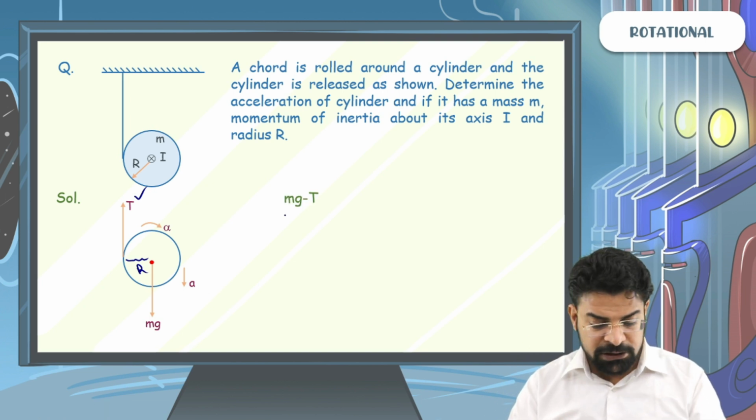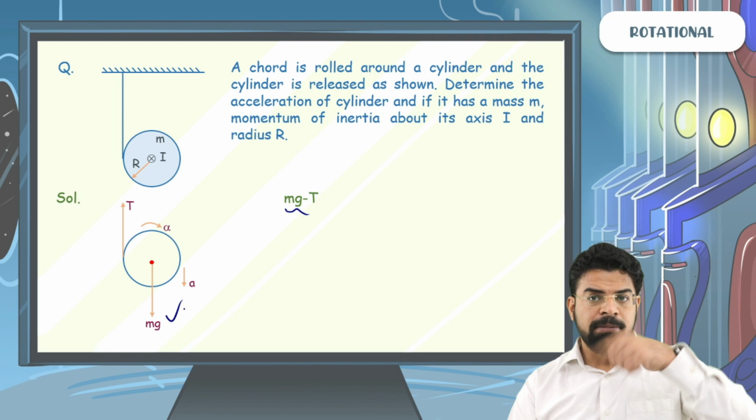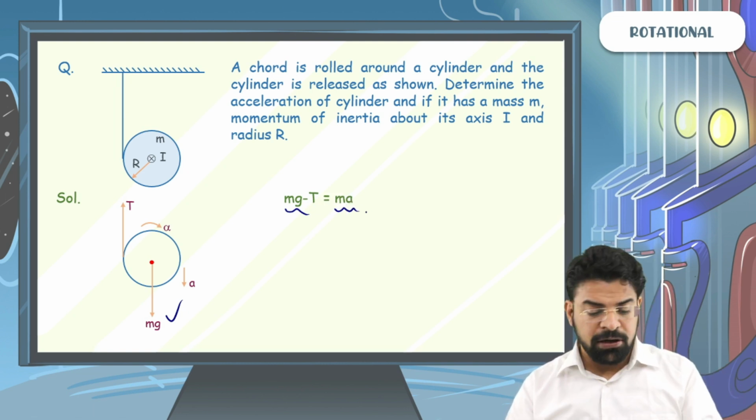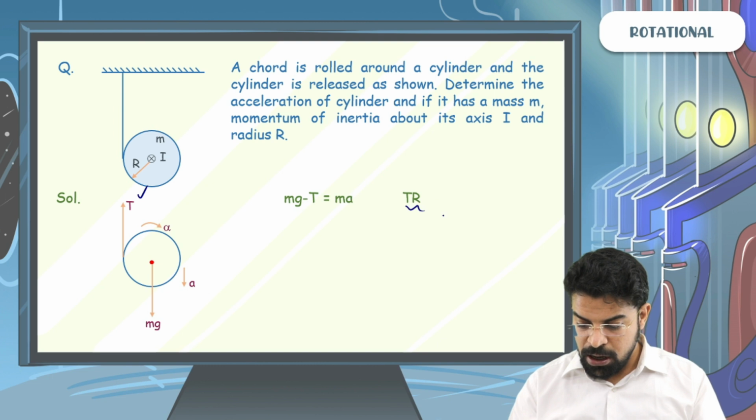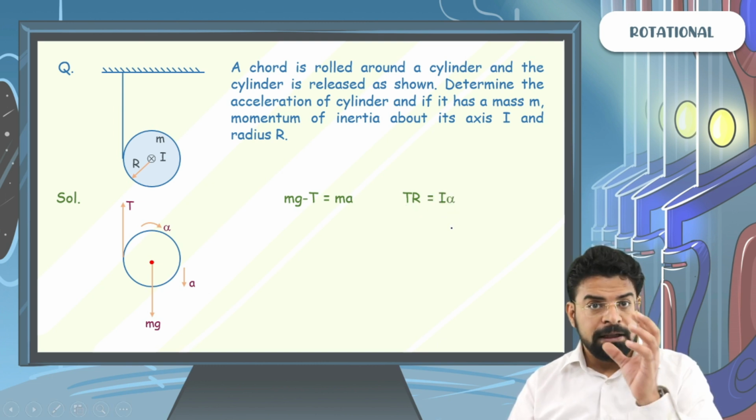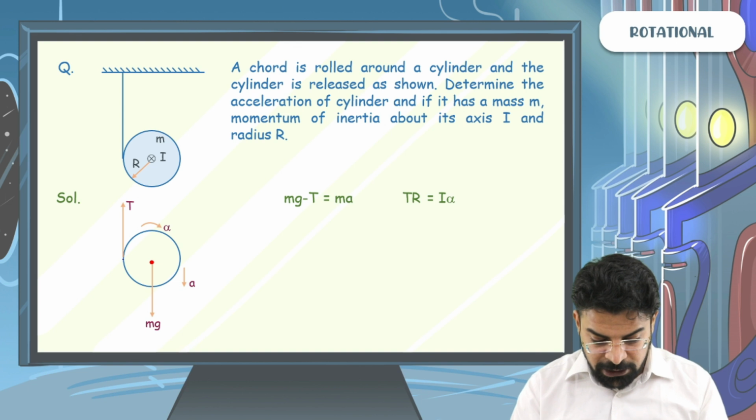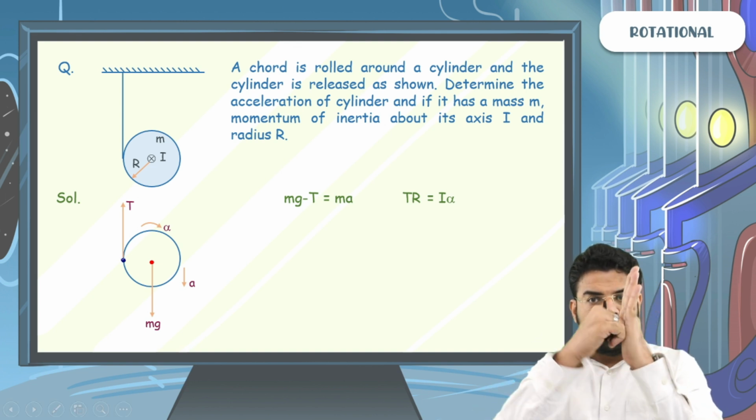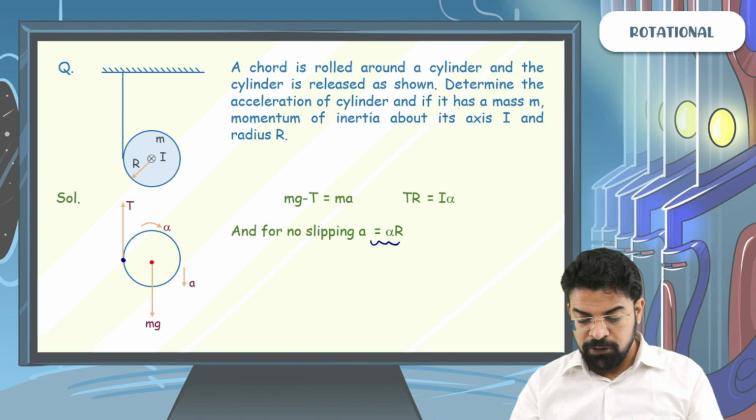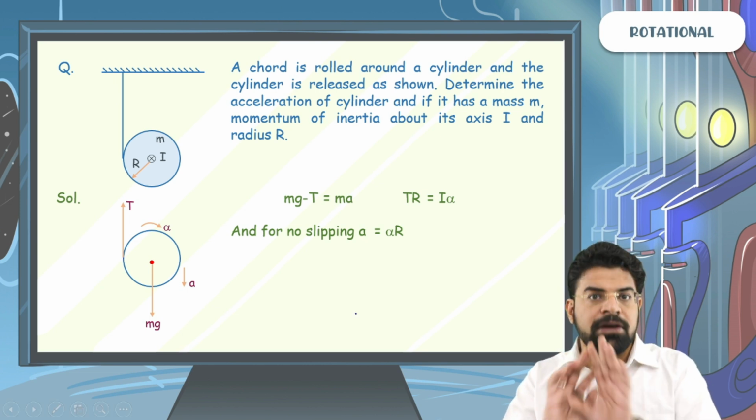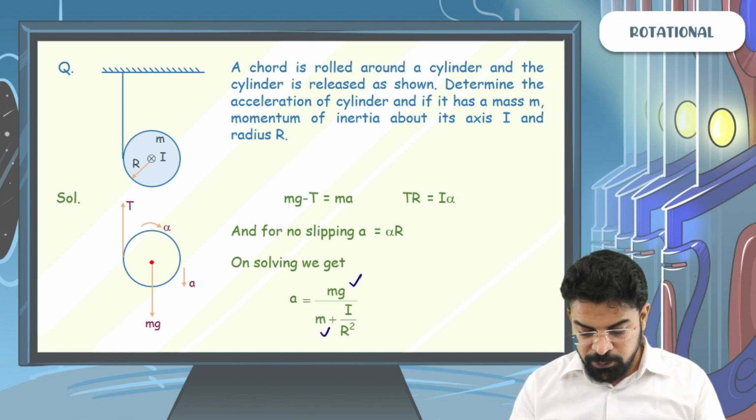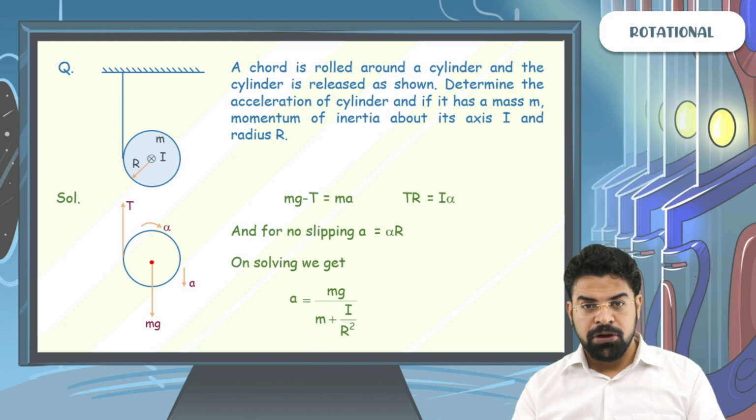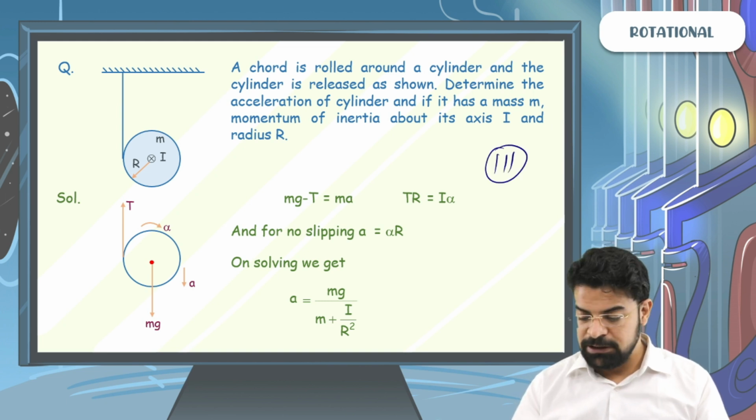So you will write the force equation, mg minus T equals ma. It's not a tough thing. Second, the torque equation, T into R, the net torque, equals I into alpha. And then the condition of no slipping. If there is no relative motion at the point of contact, then A has to be equal to alpha R. When you solve these three equations, you get the acceleration equal to mg upon m plus I by r square.